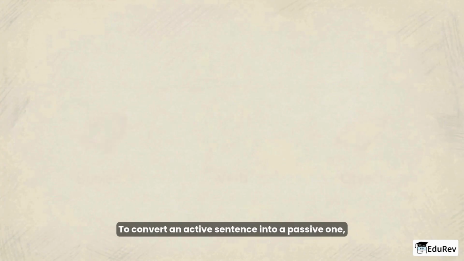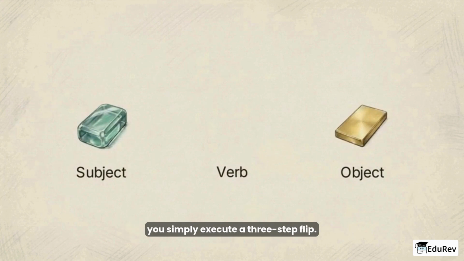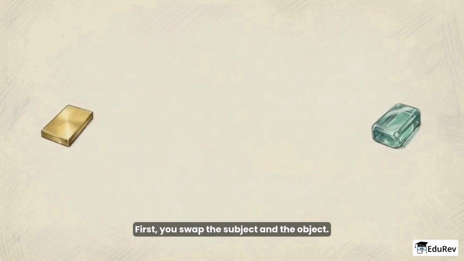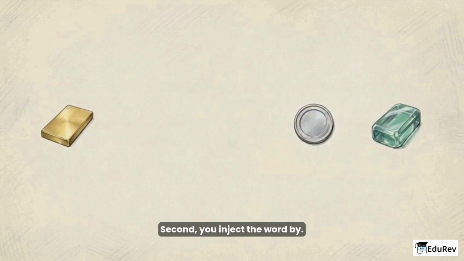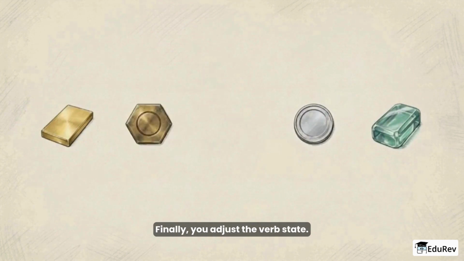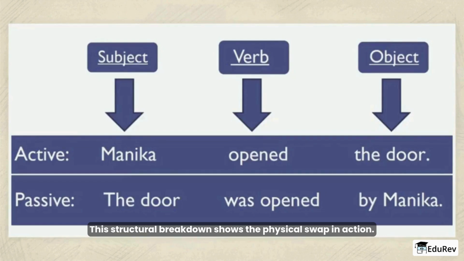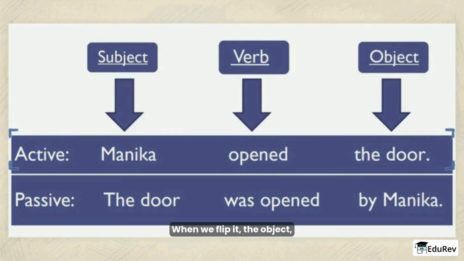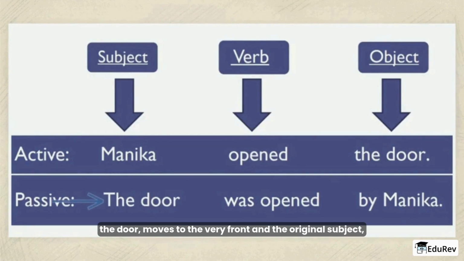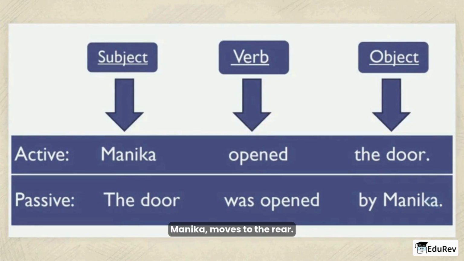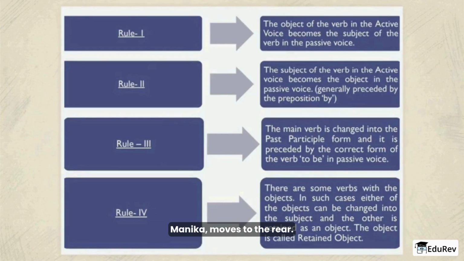To convert an active sentence into a passive one, you simply execute a three-step flip. First, you swap the subject and the object. Second, you inject the word by. Finally, you adjust the verb state. This structural breakdown shows the physical swap in action. In the active sentence, Manika opened the door. When we flip it, the object, the door, moves to the very front and the original subject, Manika, moves to the rear. This list of rules formalizes that process.